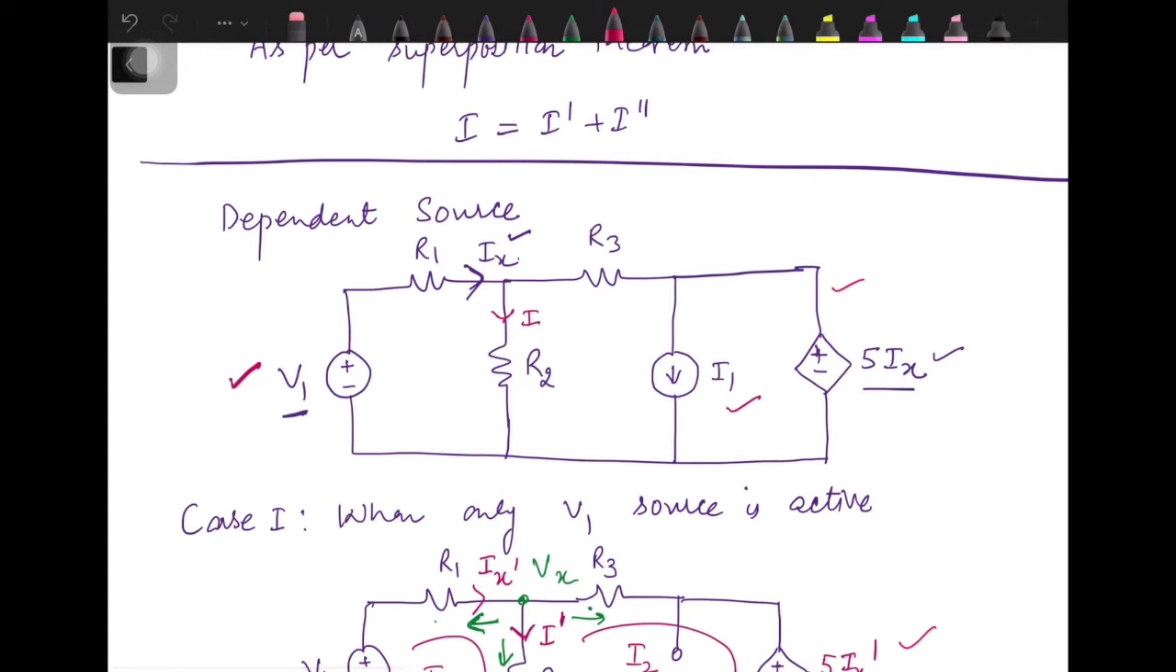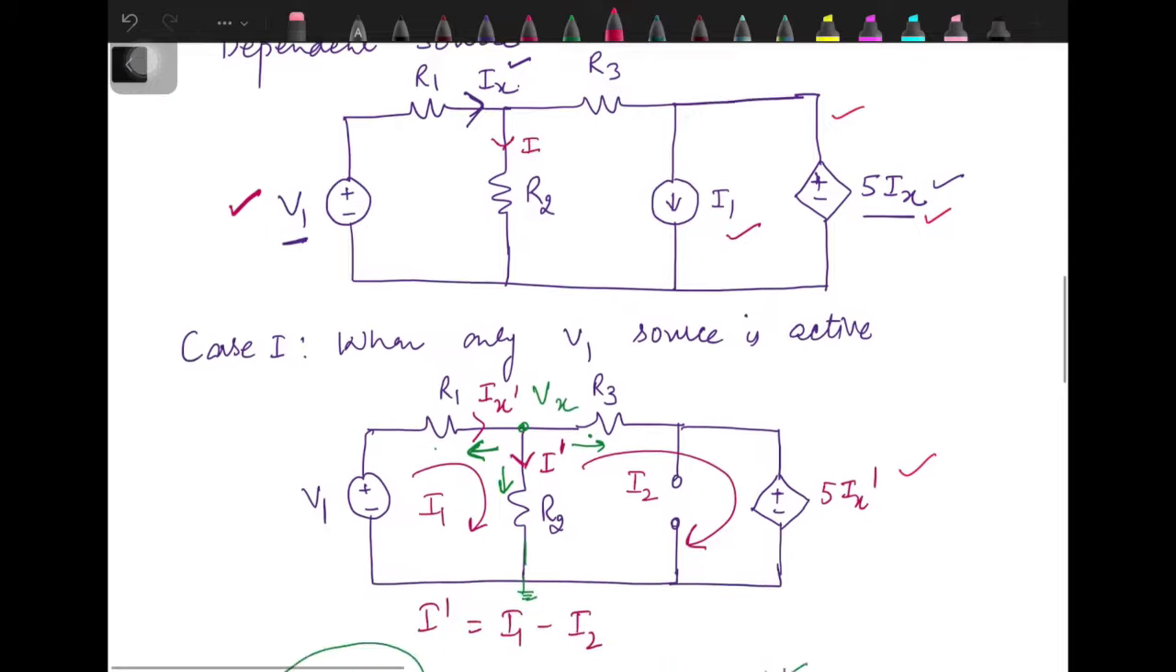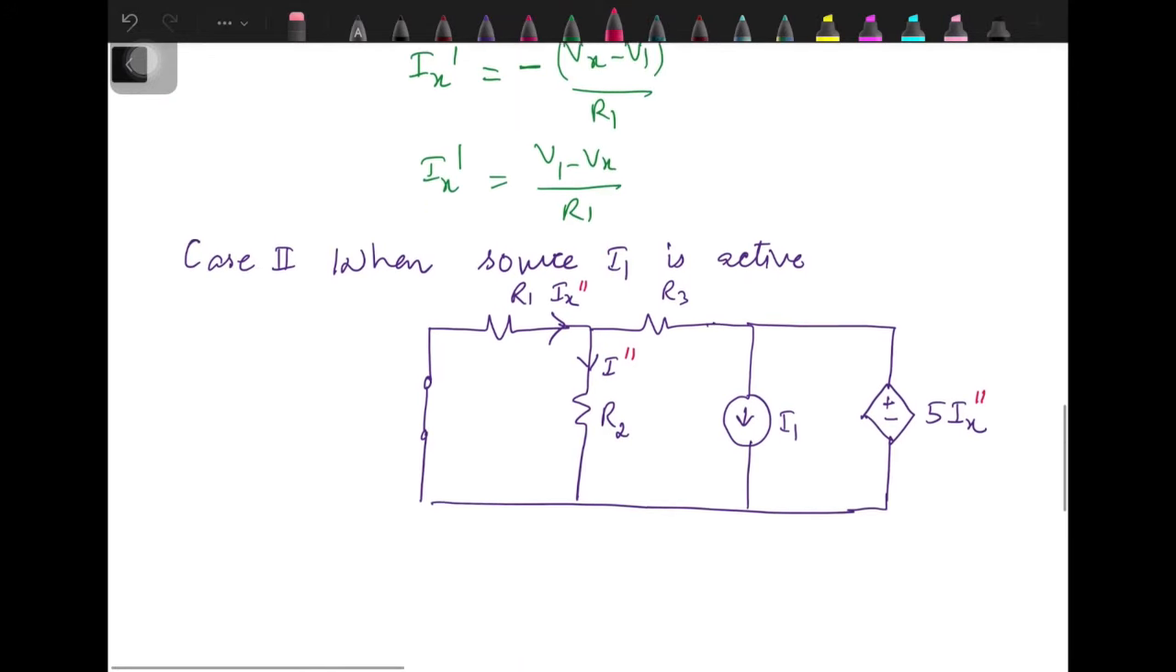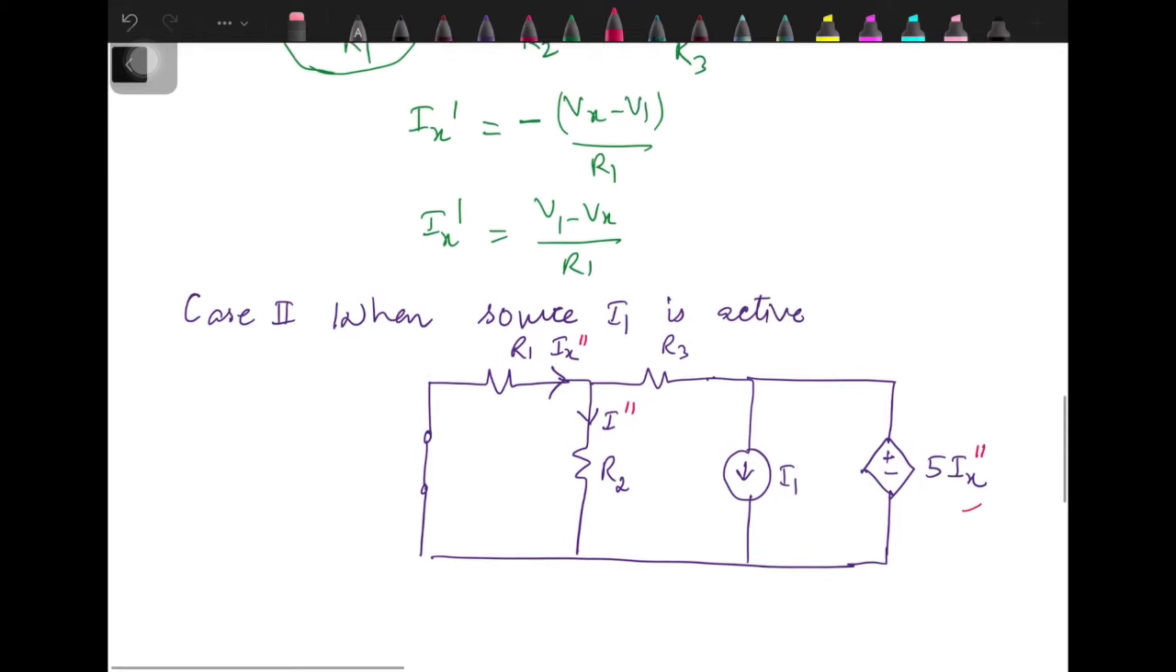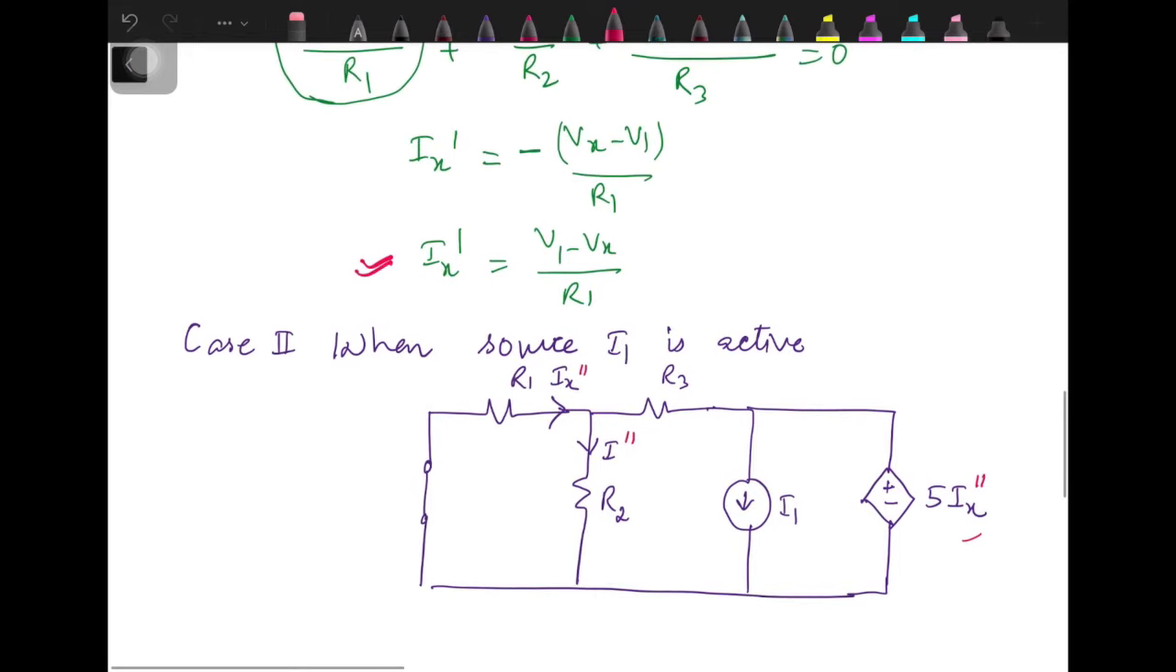In the initial case it was Ix, then it became Ix dash, and in this case it became Ix double dash. We can't use the same value of Ix from the previous case, like from case 1 when only the voltage source was active. We can't use this value. If we use this value in this case, then that will give us wrong results.